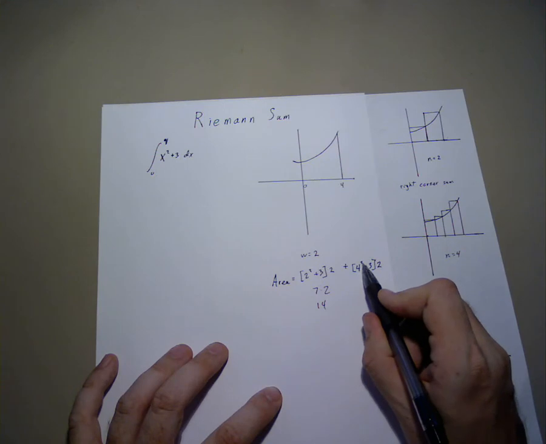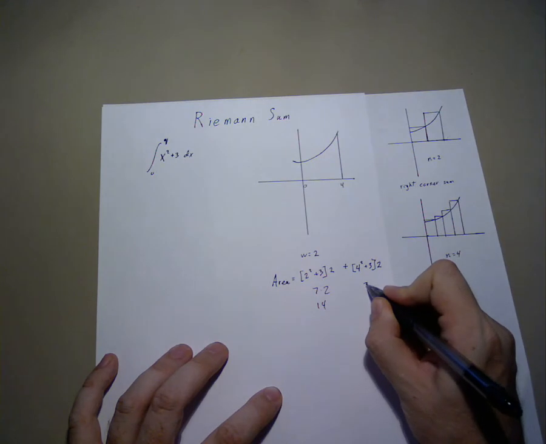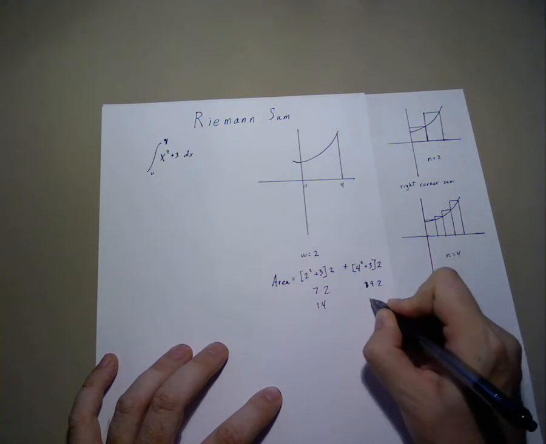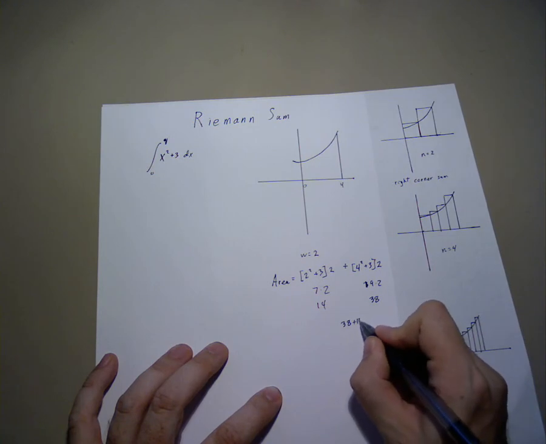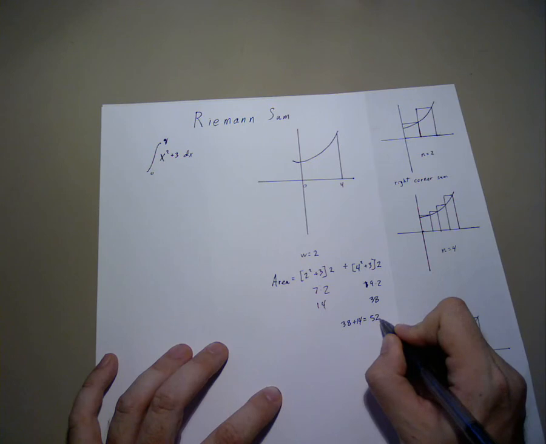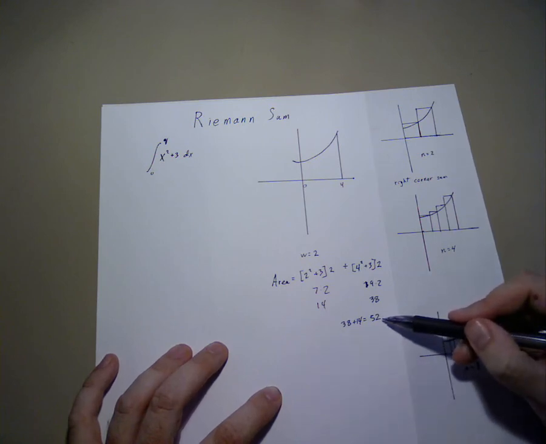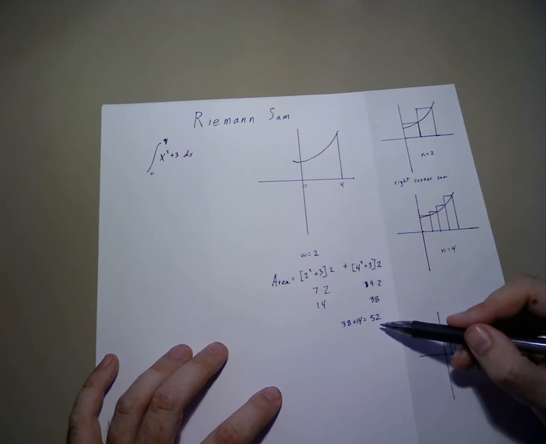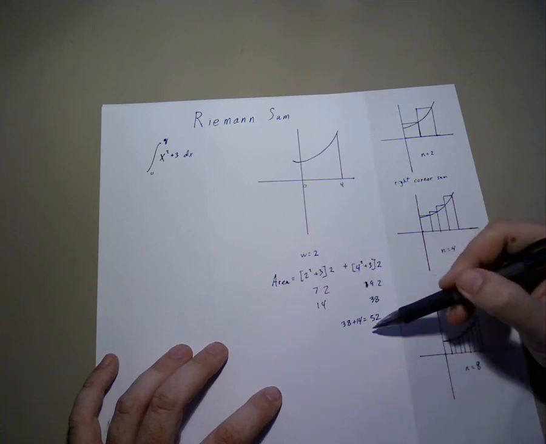4 squared is 16, plus 3 is 19. 19 times 2 is 38. 38 plus 14 equals 52. When we actually solve this explicitly, we'll see that this is a larger value than the correct value, but it is at least roughly the same order of magnitude. I do this purely to show an example of how to solve a finite sum.